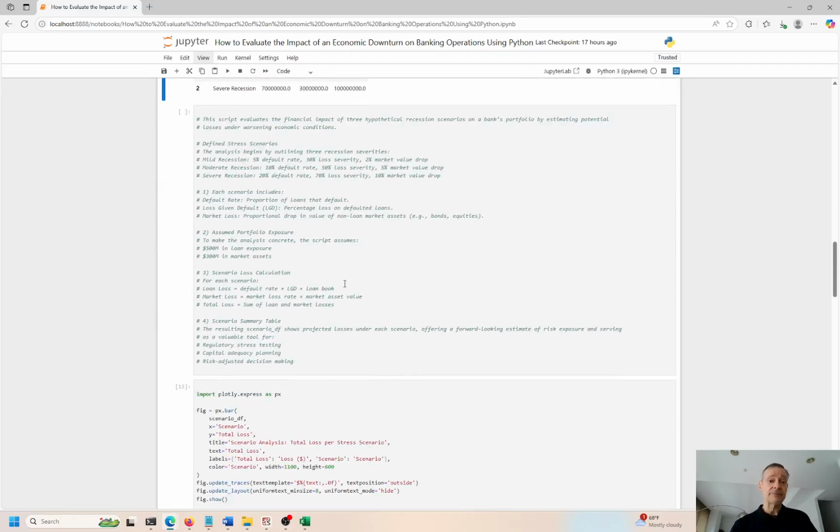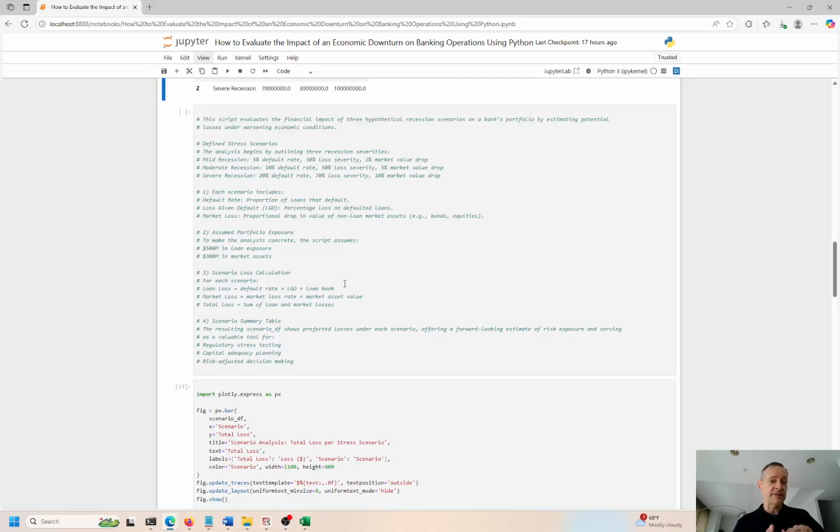So in this kind of situation, we've defined the stress scenarios. We've defined the simulation, right? Each scenario includes default rates, assumed portfolio exposure, how much of your portfolio, how much of your investments are exposed to a downturn, right? If there's a negative impact on the stock market or the economy, how does that play out in your business? It's very complicated. It's very dynamic, and there can be a lot of implications, right? What kind of scenario loss calculations do you have to sustain?